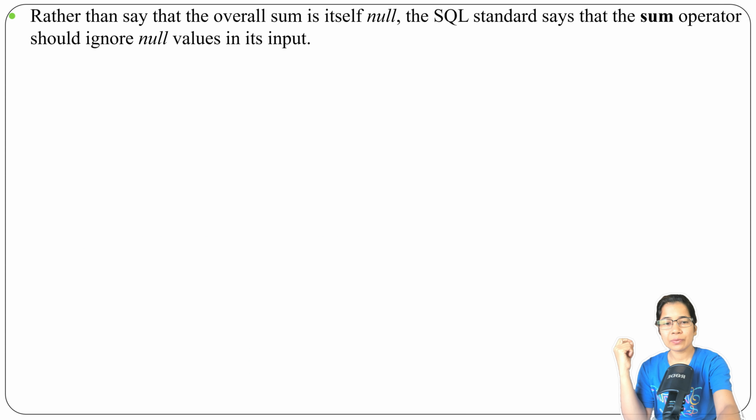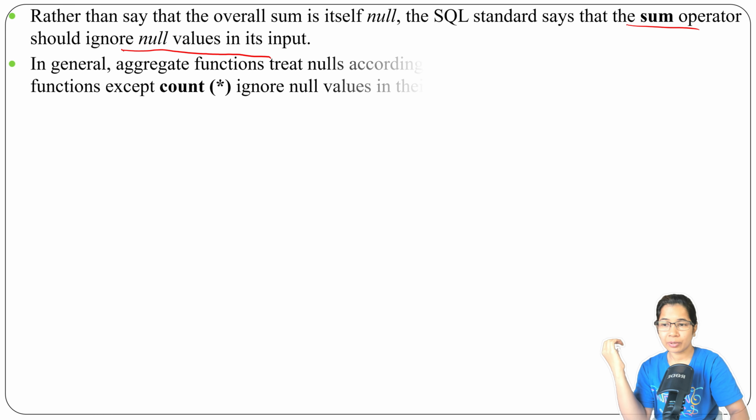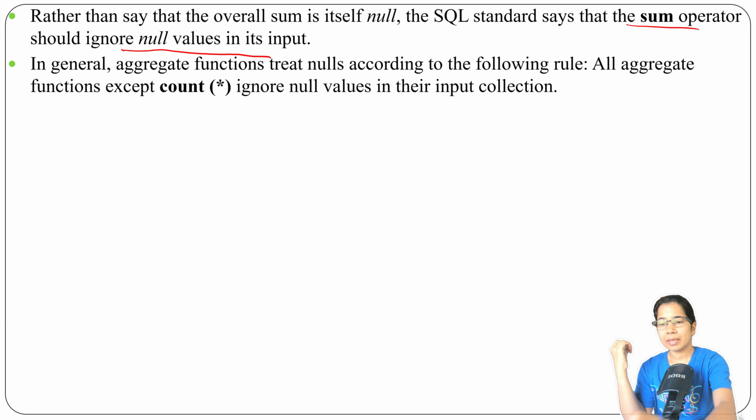The standard SQL says the sum operator should ignore null values in its input. So if a null is present, it will ignore that null value. Only in the case of count star, it will count null as 1. All other functions will ignore it. So all aggregate functions except count star ignore null values in their input collection.